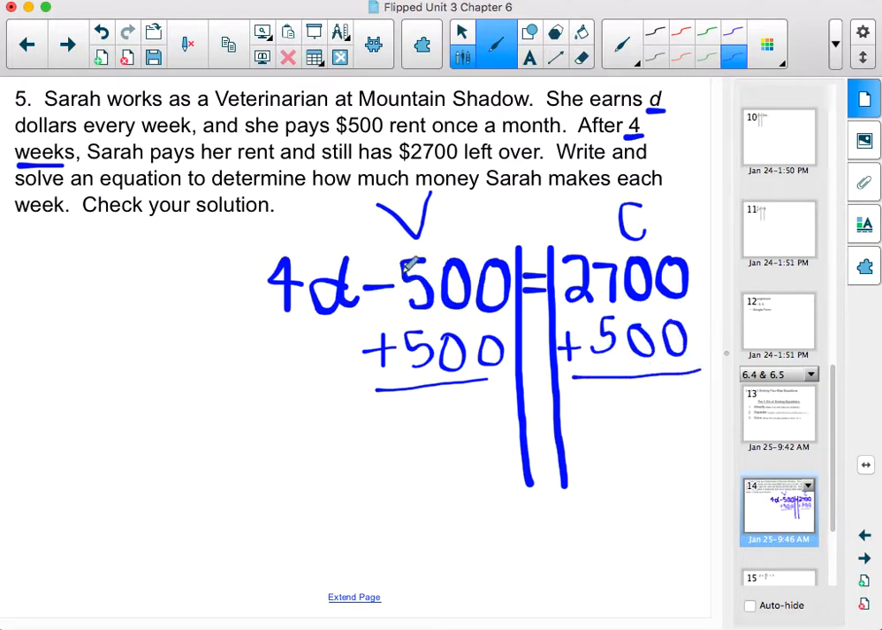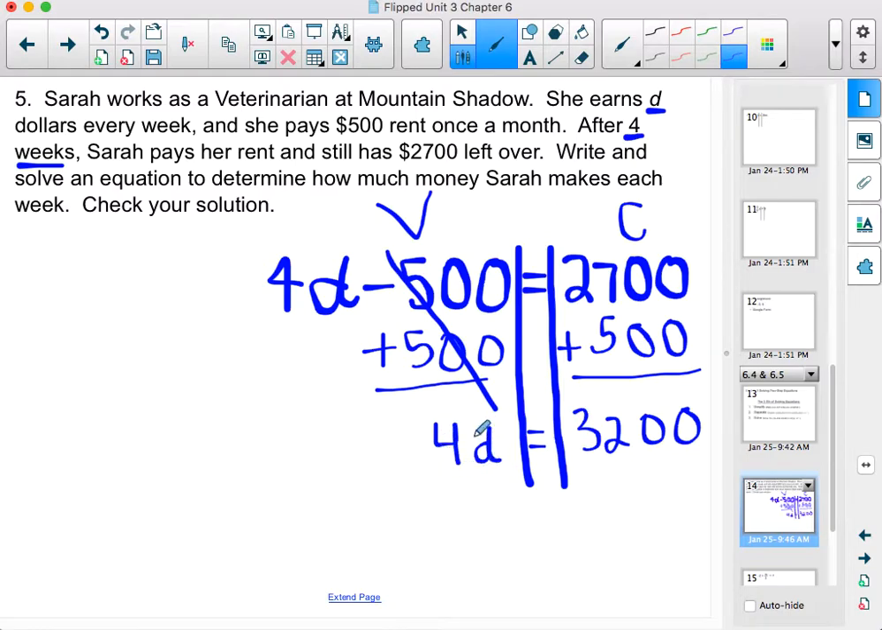So negative 500 plus 500 is 0. We bring down our 4D because that's all that's left on the left side of the equal sign. Bring your equal sign down the train tracks, and then we will simplify the right-hand side. 2,700 plus 500 is 3,200. And now we can see that we have our separate step complete.